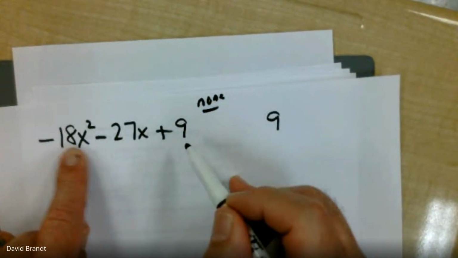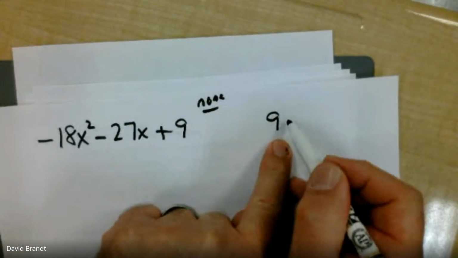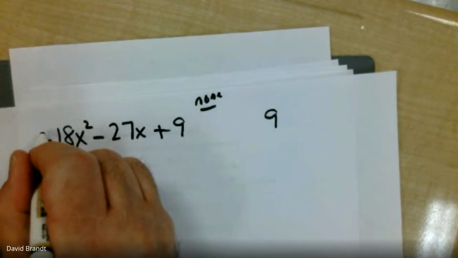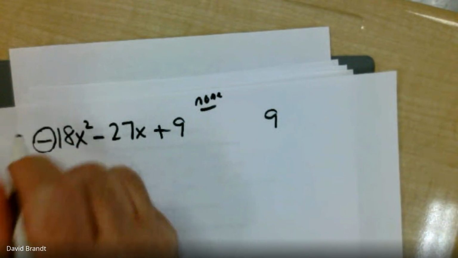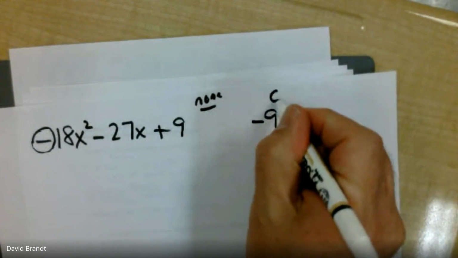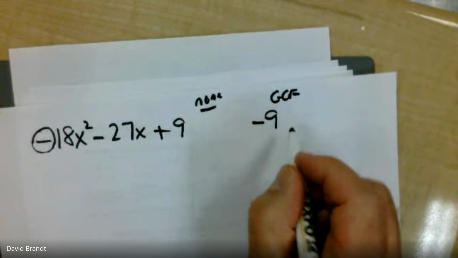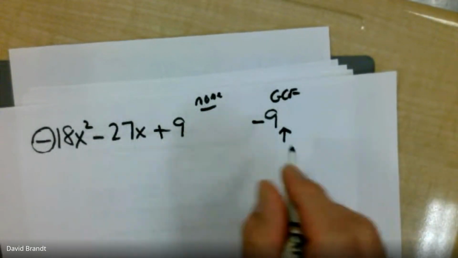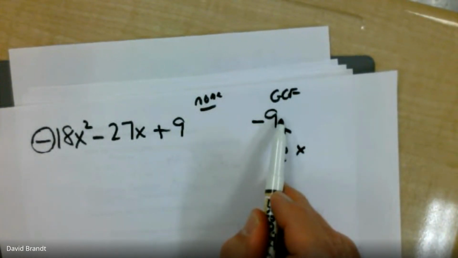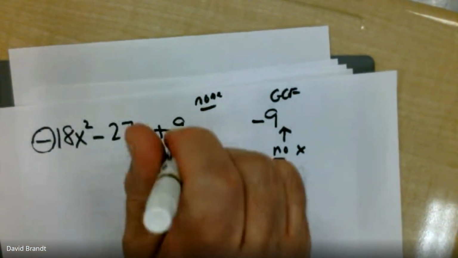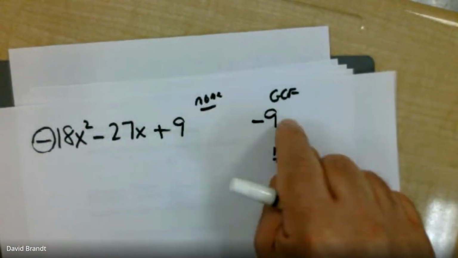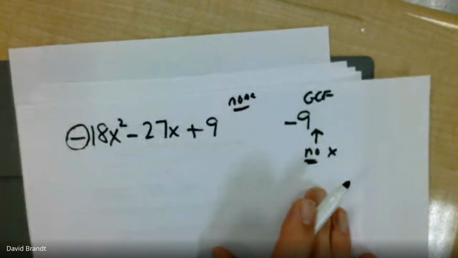if one of the terms doesn't have an x. You cannot take out an x. Now, another thing I want to point out, if the first term is negative, then you should put a negative over here on your GCF. Now, I can't emphasize enough, there is no x on your greatest common factor because one of the terms did not have an x. So if one of them doesn't have an x, do not put an x on your greatest common factor.